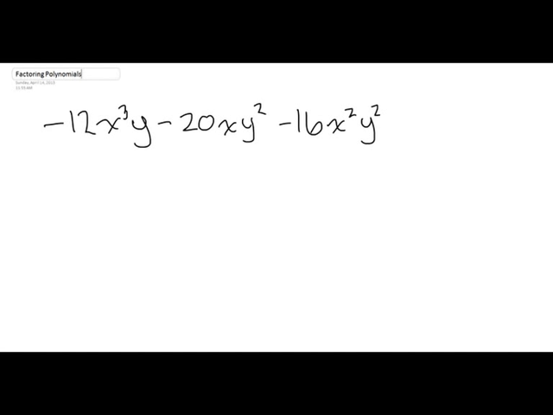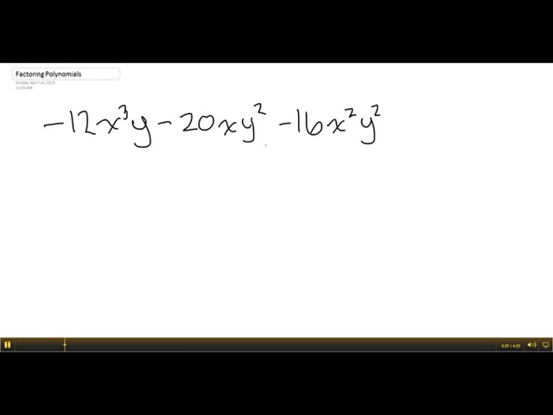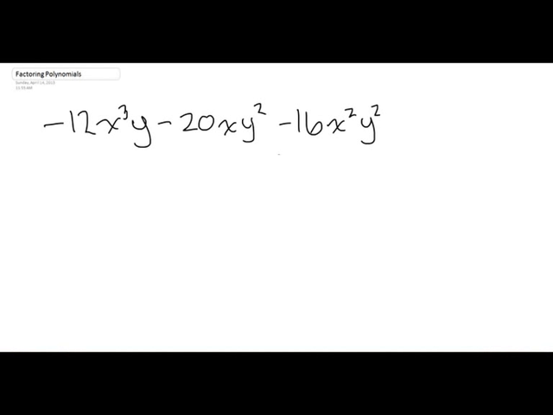So our first step is we always want to take a look at our coefficients. We've got negative 12, negative 20, negative 16. Because they're all negatives, I can choose to factor out the negative or I can choose to leave it in. It's your choice. Generally, more positive functions are easier to deal with, so I'm going to factor out a negative, and I'm going to factor out the biggest thing that divides 12, 20, and 16? Well, that's 4. So factoring out a negative 4, here's what I'm going to be left with.